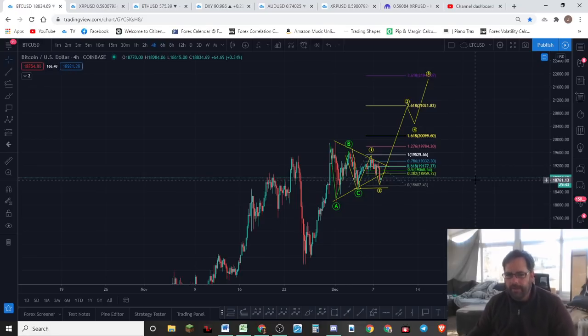All right, so that's number 1, guys. There's the number 1 count that I'm looking at here. Got an ABC off the top here. It's a running flat, and now we're going to get a 5-wave structure. So that's number 1.